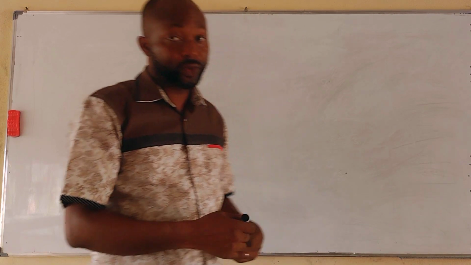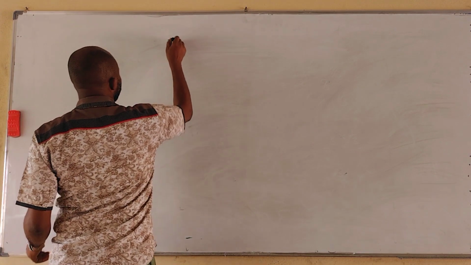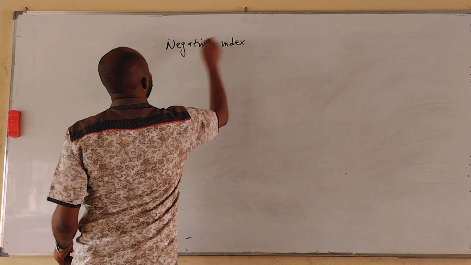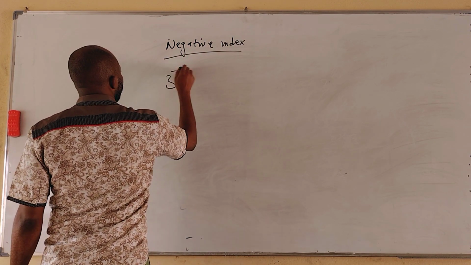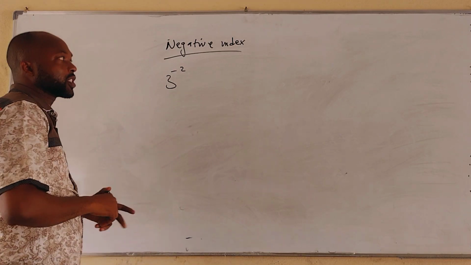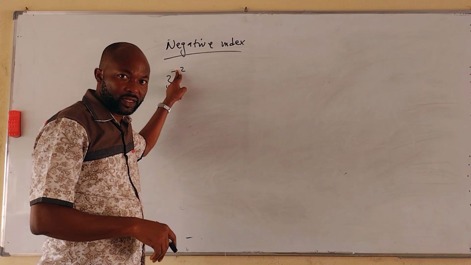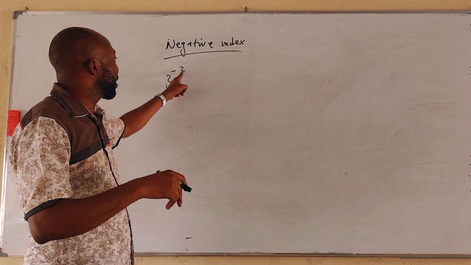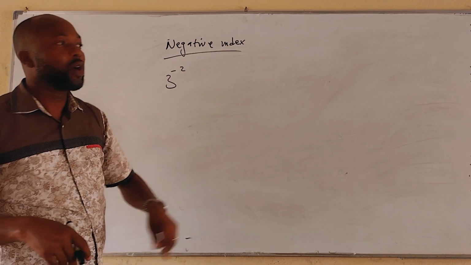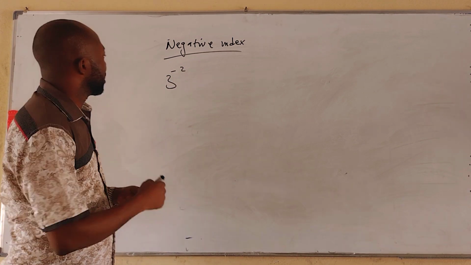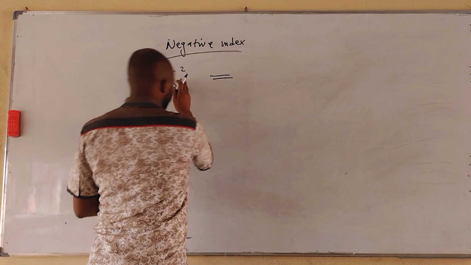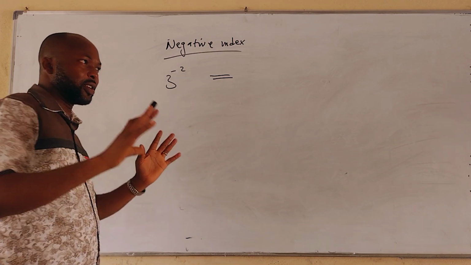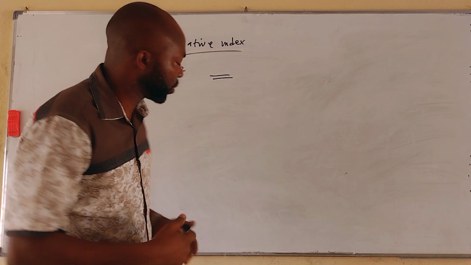3 raised to the power minus 2, negative index. 3 raised to the power minus 2. The negative index law states that a number raised to a negative index equals the reciprocal of this number raised to the same positive index. This minus 2 becomes positive. First, let's break it down. Now, this is equal to, I want to solve this, but let's take a unique approach to understand what we're saying.